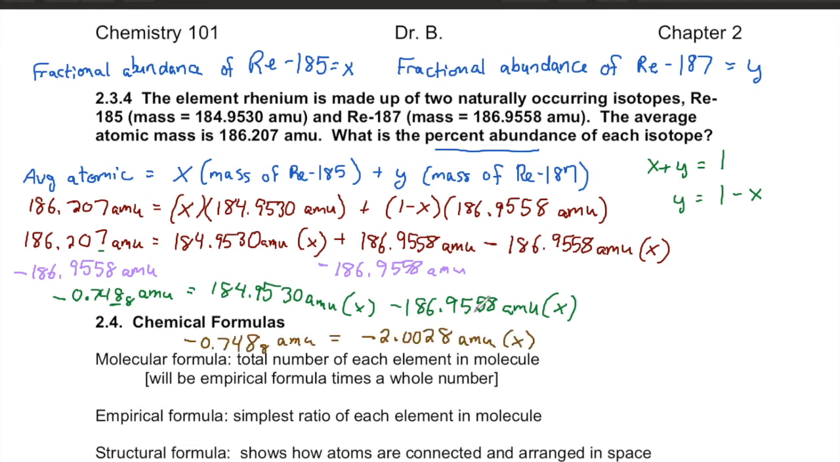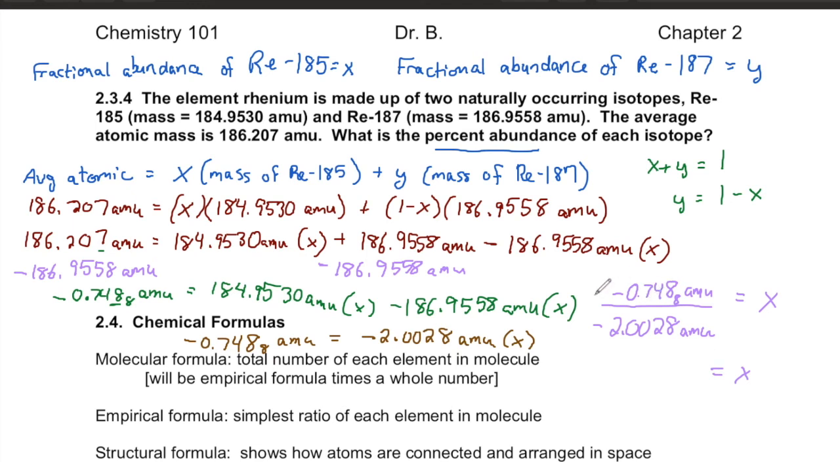When I subtract 186.9558 from 184.9530, I'm left with negative 2.0028 AMU times X. And now to get X alone, what we have to do is divide both sides by negative 2.0028 AMU.